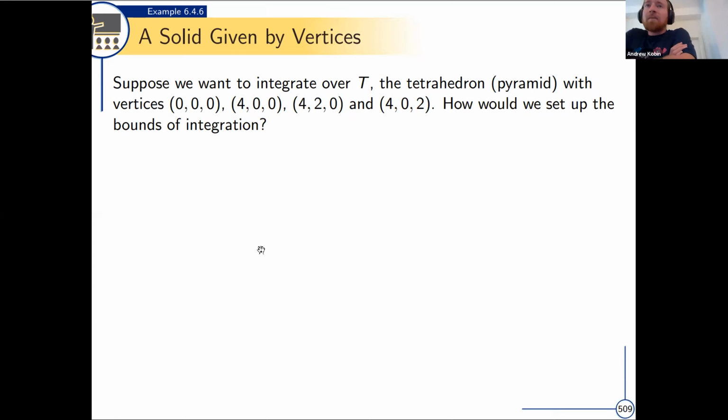Well, here's another problem to think about. Suppose we want to integrate some 3-variable function f, which we won't specify, over a region T in 3 dimensions, which is given by the tetrahedron or pyramid that has these 4 vertices. In general, specifying 4 non-coplanar vertices in 3 dimensions will give you a tetrahedron, which looks like a pyramid, and I'll show you a picture of this in a moment. How would we set up the bounds of integration, even if we don't know the function f?